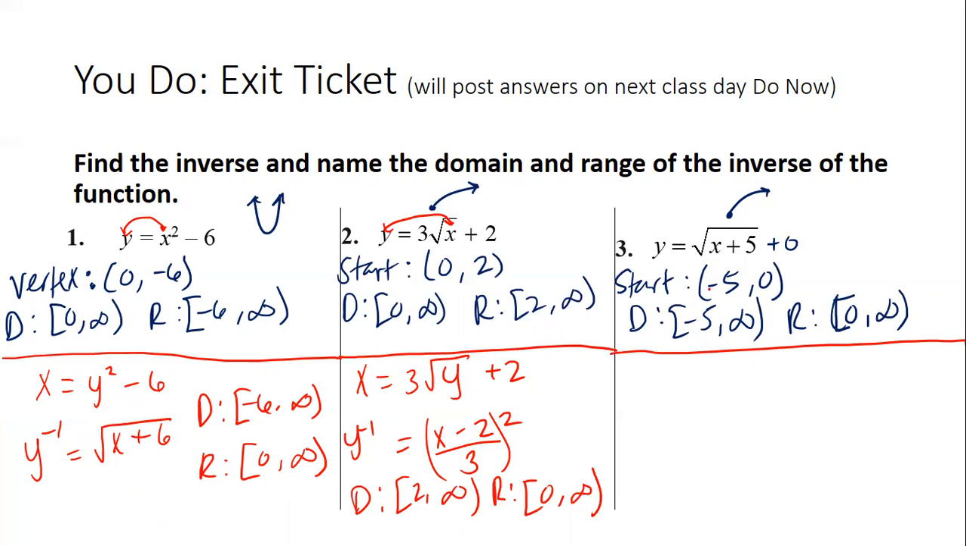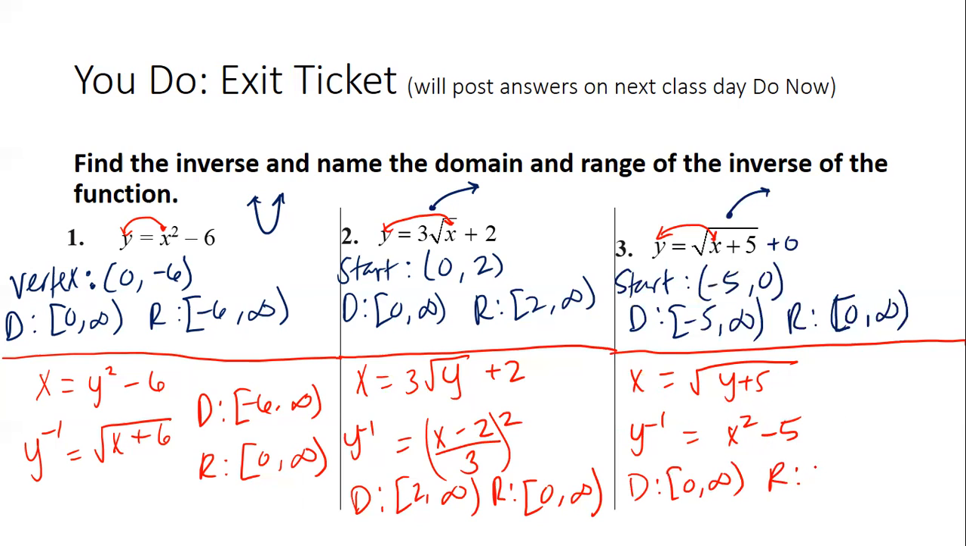Okay, welcome back. Your inverse, we're going to switch our x and our y. So we have x equals the square root of y plus 5. To get our inverse, to get y by itself, the first thing we have to do is square. Then the last thing we're going to do is subtract 5. So our inverse is x squared minus 5. The domain of our inverse comes from the range of our original, which is 0 to infinity. The range of our inverse comes from the domain of our original, which is -5 to infinity.